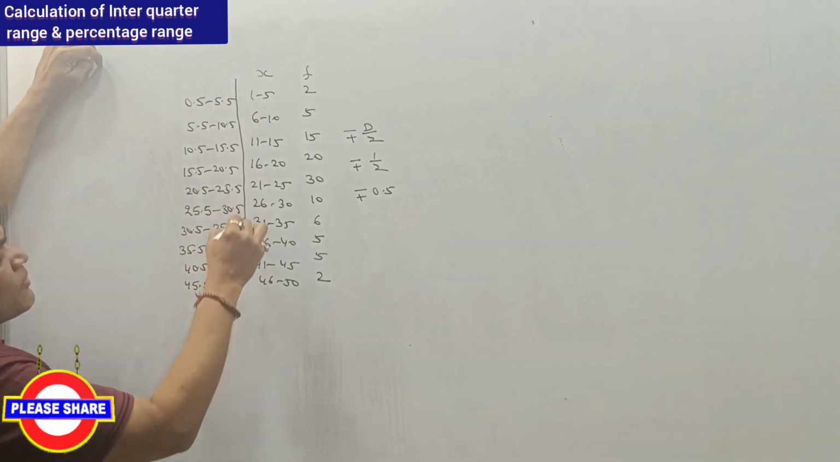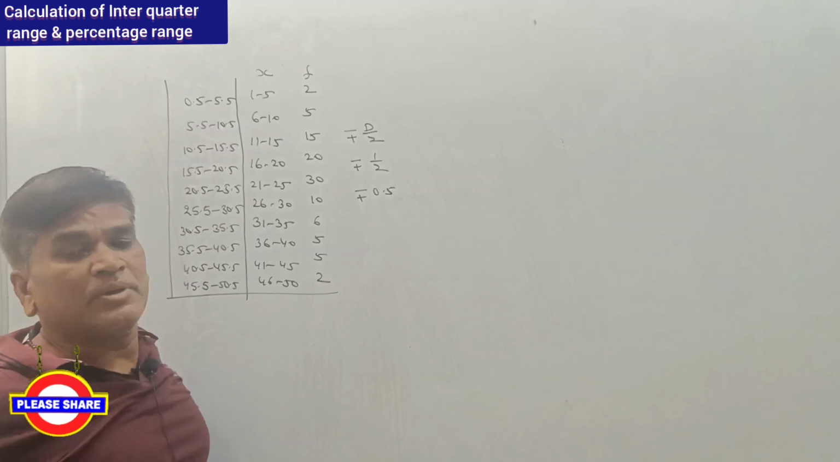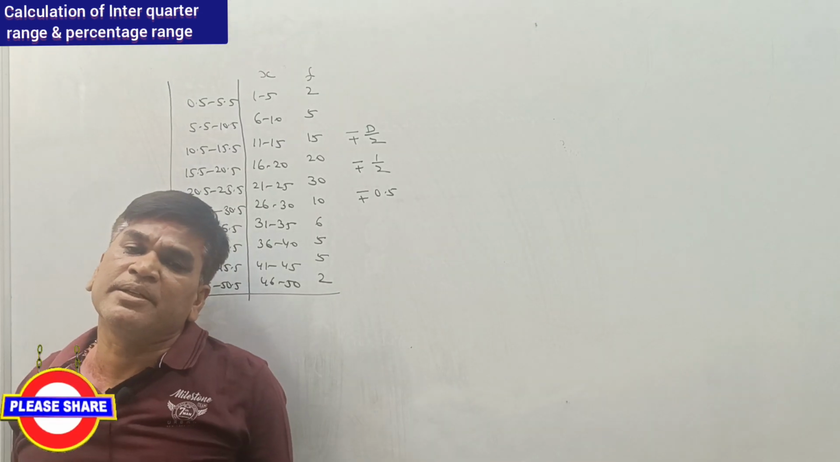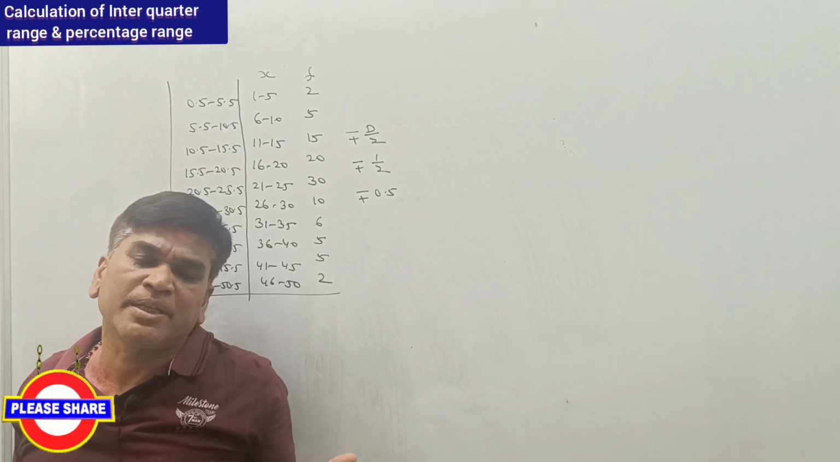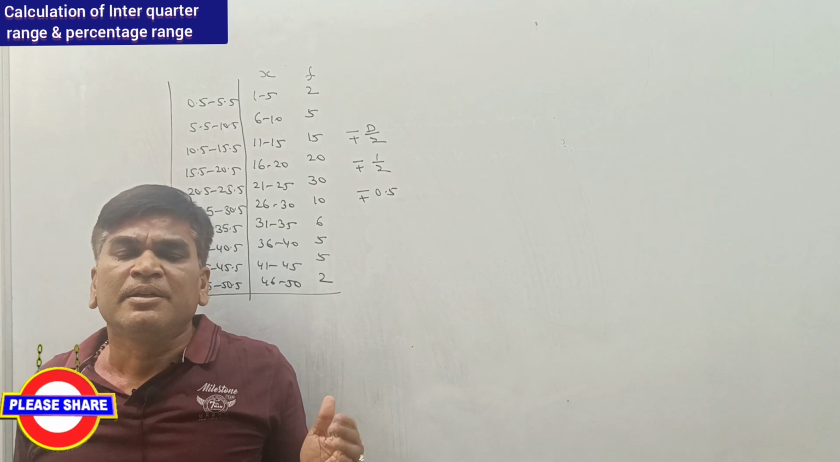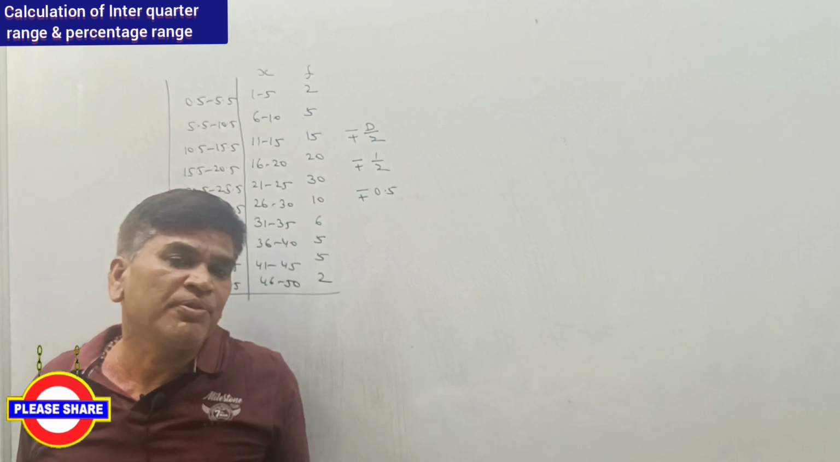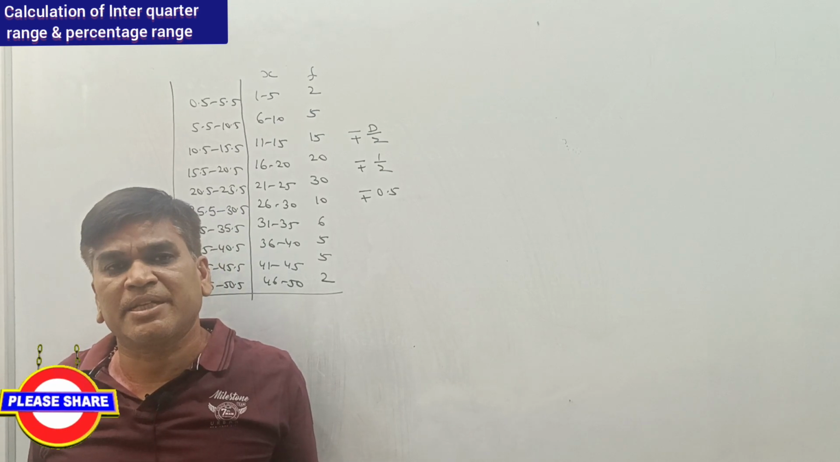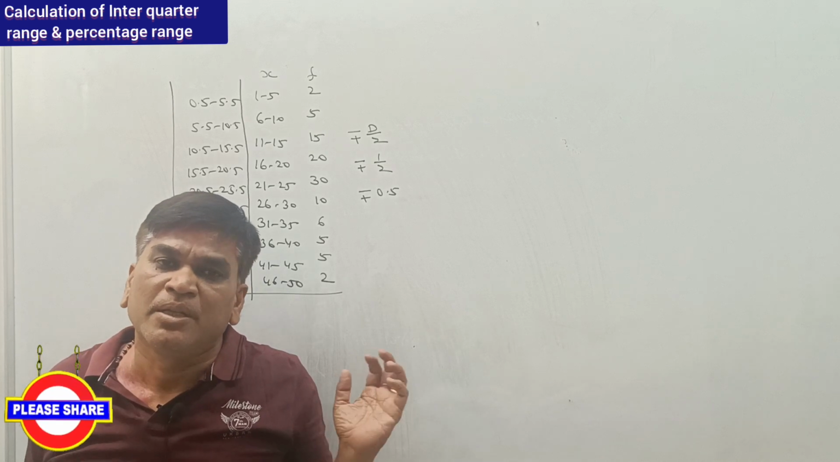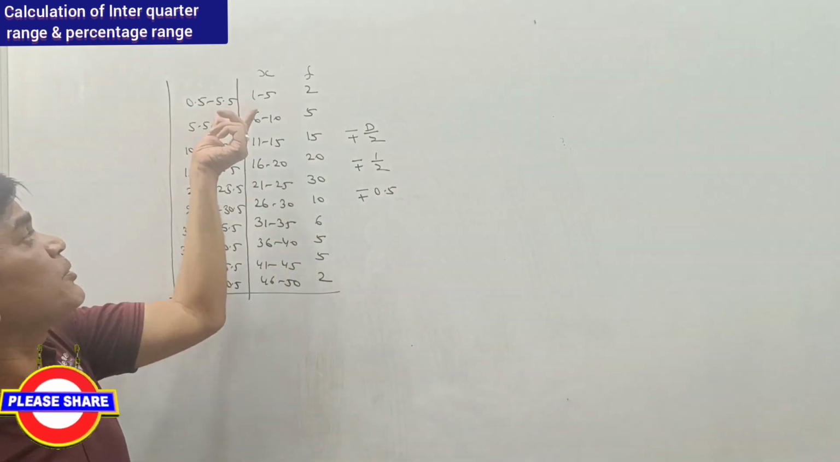So what have we done? The very first step was arranging the data from descending order to ascending order. The second step: the class interval was in inclusive form, so we changed the class interval to exclusive form by subtracting and adding 0.5 to each item.